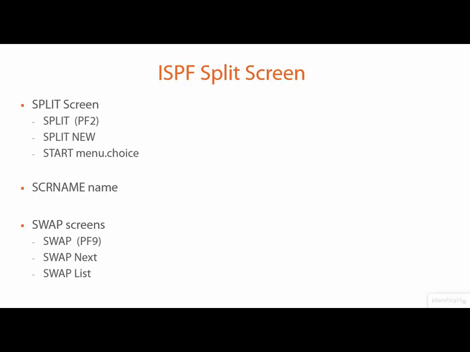We can also directly go to a particular screen by using the start command. But the start command requires that we know what the identification of the panel is that we want to invoke. So this is something that would rarely be used unless you are quite familiar with a particular function that you are trying to invoke. The swap screens also provides us the means then of moving between these various sessions.